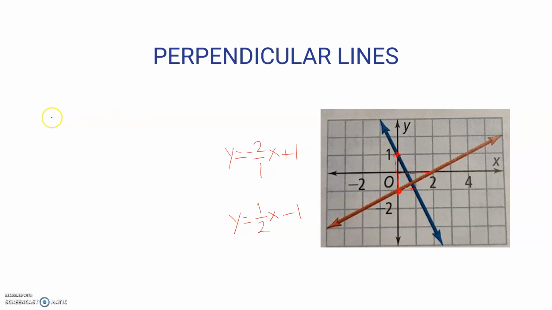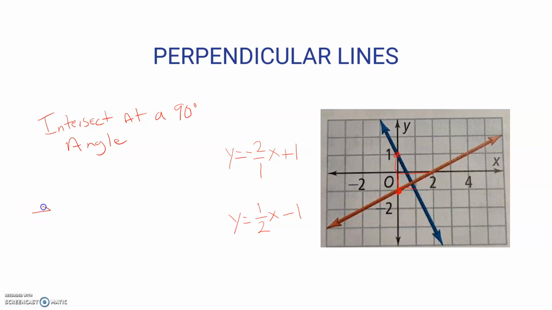And so some things that we notice about perpendicular lines. First of all, these two lines do intersect, and they specifically intersect at a 90-degree angle, or a right angle. So perpendicular lines always intersect in a 90-degree angle. And so we can see that they cross there.